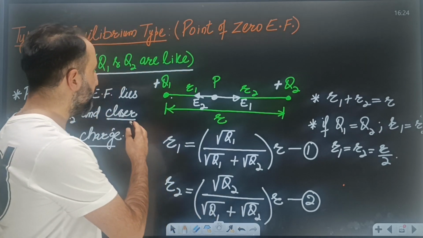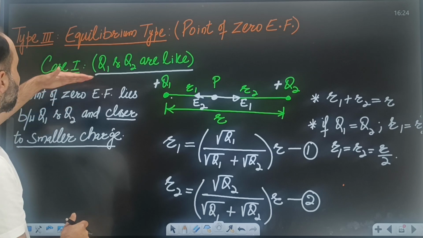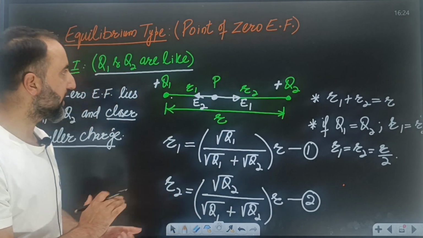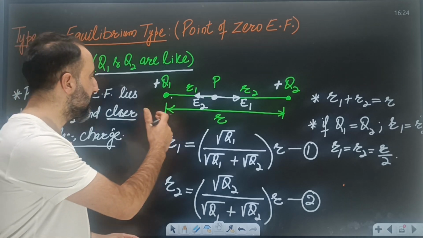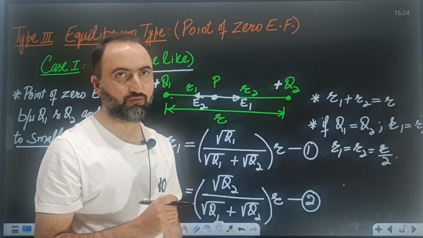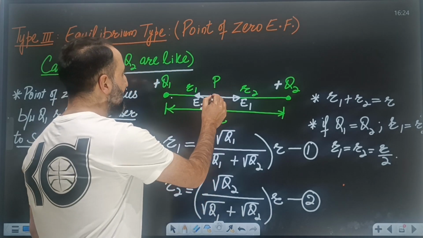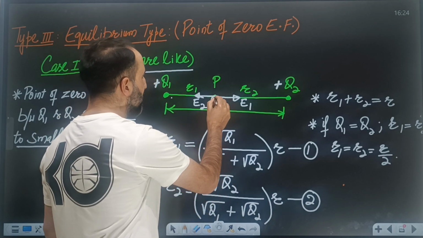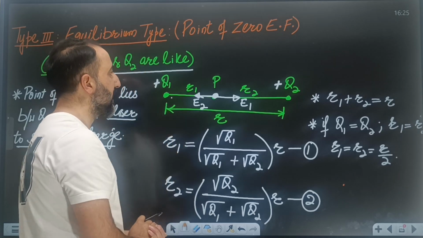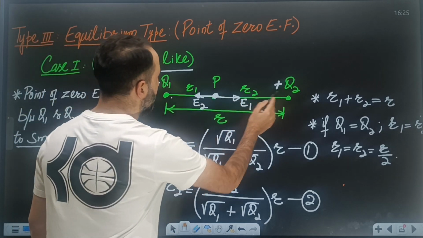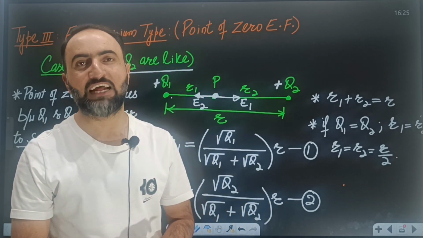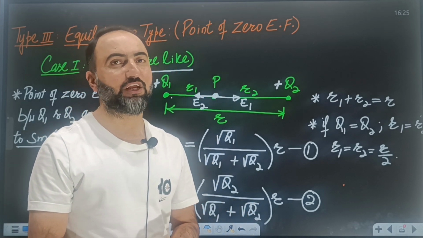ठीक है ना? So when these two charged particles, case first is that they are like. Like means that both are positively charged particles or both are negatively charged particles. ठीक है ना? The point of equilibrium that will lie between Q1 and Q2, first and foremost point. The reason is that यहाँ इस point पर कितने electric fields हैं? There are two electric fields. One is because of Q1 that will be towards right and because of Q2 that will be towards left. These two are equal and opposite. They will cancel, hence net electrostatic field at the point P will be equal to zero.